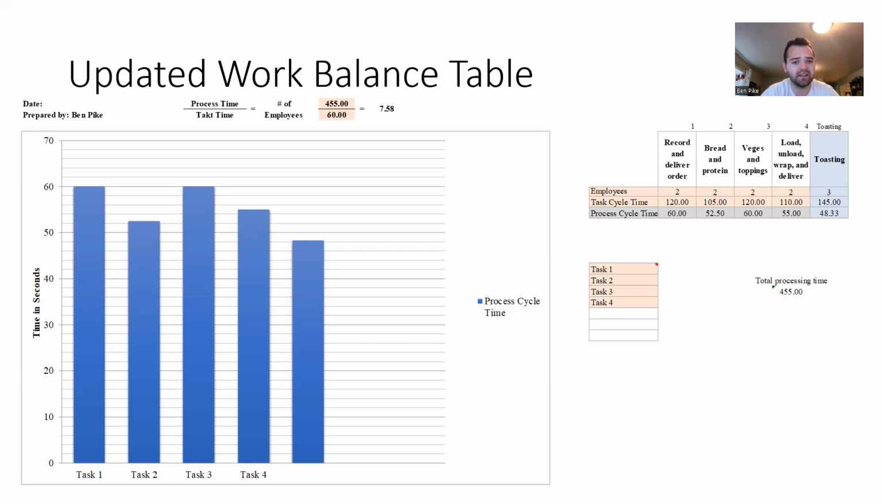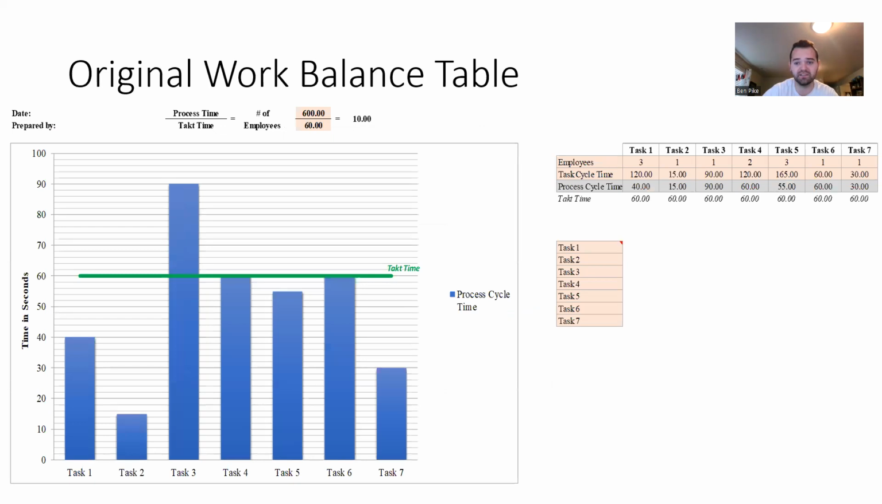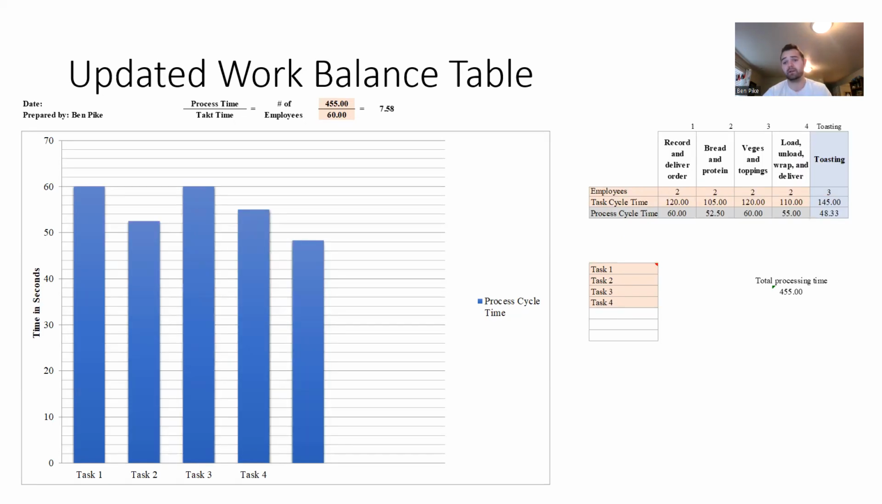We realized that there were previously 165 seconds for step number 5 in the previous work balance table, as you can see. Task 5, 165 seconds, manned by 3 people. And all they were doing was loading the toaster, one of our 3 toasters, with one of the sandwiches, and then they would sit around and wait.